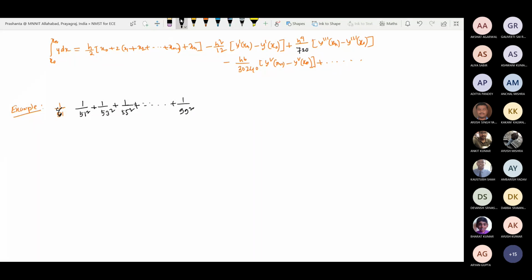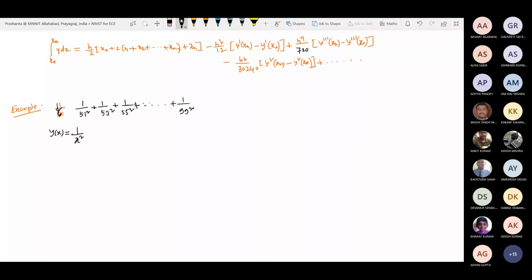From which function can you generate each term of the series? First you have to identify the function. So what is y of x? From which function are the terms generated? One by x square. In that function you put x equals 51, x equals 53, x equals 55 and so on, so each term will be generated.